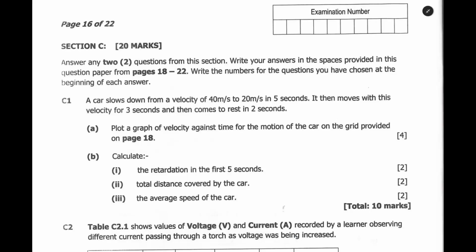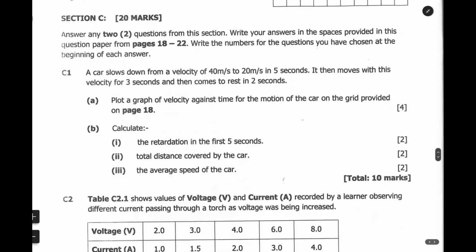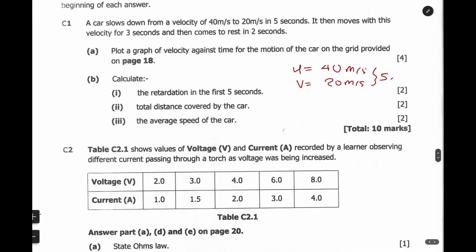A car slows down from a velocity, so let us take note. The initial velocity was 40, then it slows down to a final velocity of 20 meters per second in 5 seconds. It then moves with this velocity for 3 seconds and then comes to rest. So it maintained the velocity of 20 and came to rest in 2 seconds. Plot the graph of velocity against time for the motion of the car on the grid provided on page 18.